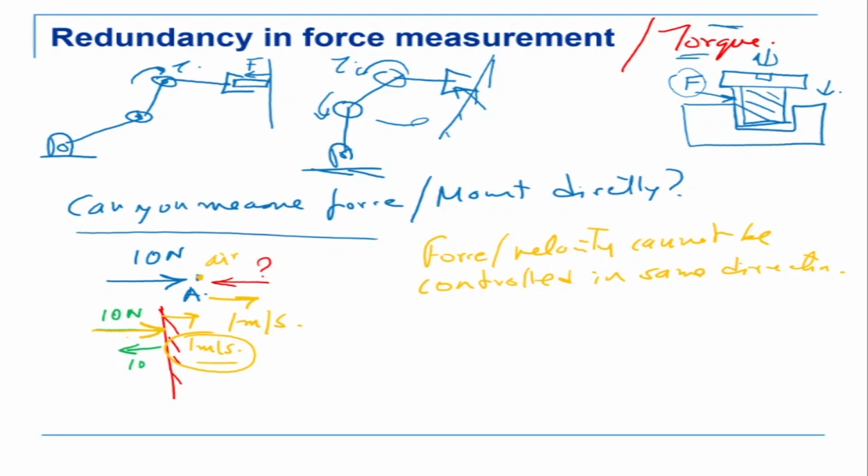Whereas in air, I cannot apply a force, but I can control a velocity. I can move my hand with 1 meter per second in free air, but I cannot apply a force. So the only condition under which a force and velocity can be controlled simultaneously is if both of them are normal to each other. So I can say 10 newtons this side and 1 meter per second this side.